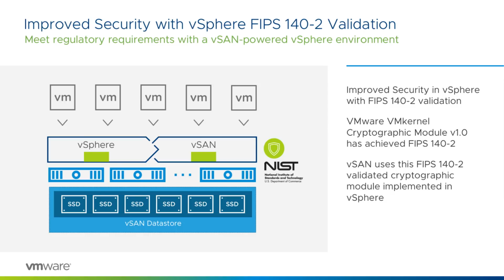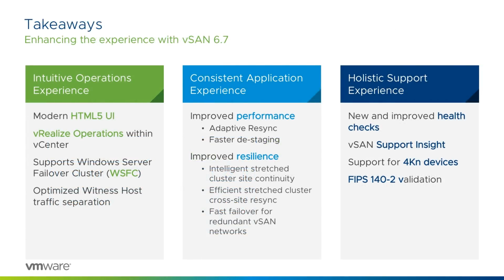In summary, vSAN 6.7 makes significant improvements in intuitive operations, consistent application, and holistic support experiences. As the demands of a data center grow, these are the pillars that play a key part in vSAN's viability to meet the demands of organizations around the globe.